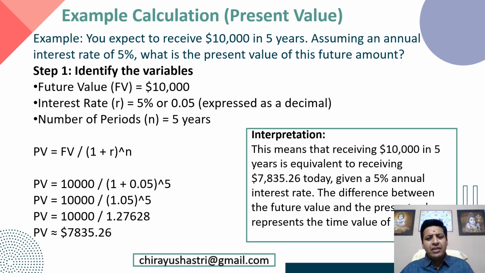So I'm giving the present value example. Suppose you want to calculate present value. There is one situation: you expect to receive $10,000 in 5 years, assuming an annual interest rate of 5%. So what is the present value of the future amount? Suppose you are investing, you expect to have $10,000 in 5 years and you are assuming a 5% interest rate.